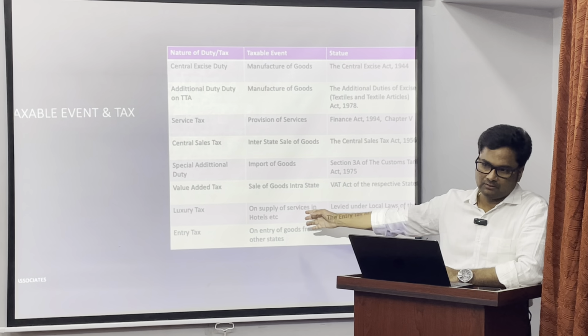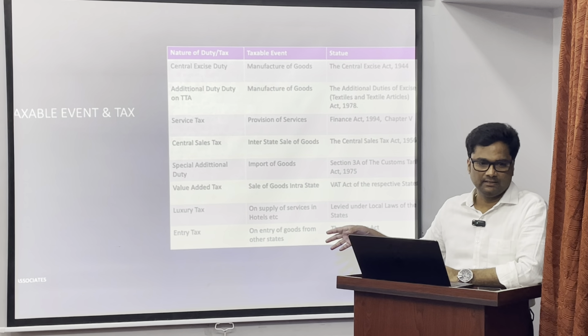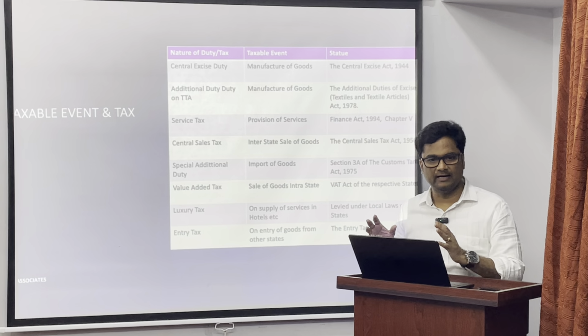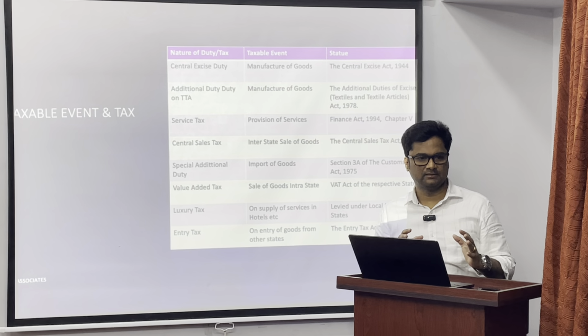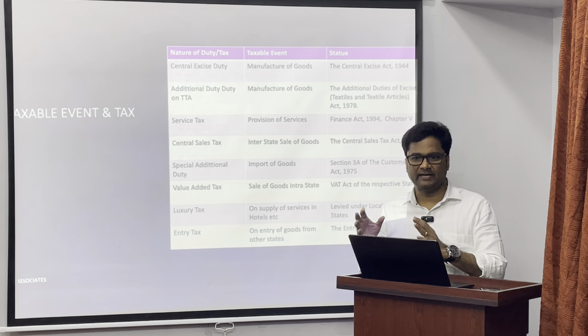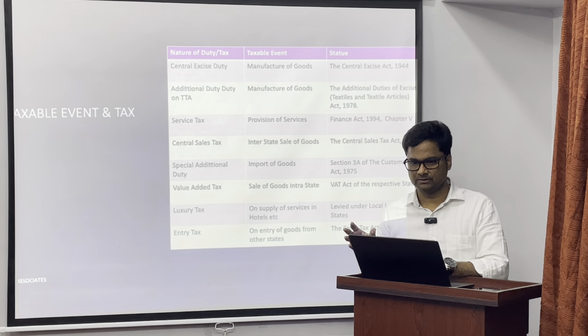This is very important. Today we are going to discuss taxable event. So every tax law will have a taxable event. Excise duty is on manufacturing of the goods. Sales tax is on sale of goods. Service tax is on service. Okay. And what are the tax laws? And a very important slide: what is the concept of input tax credit?